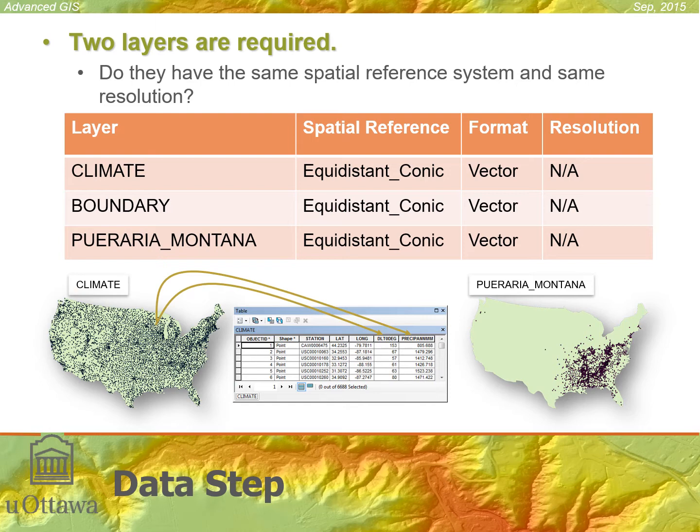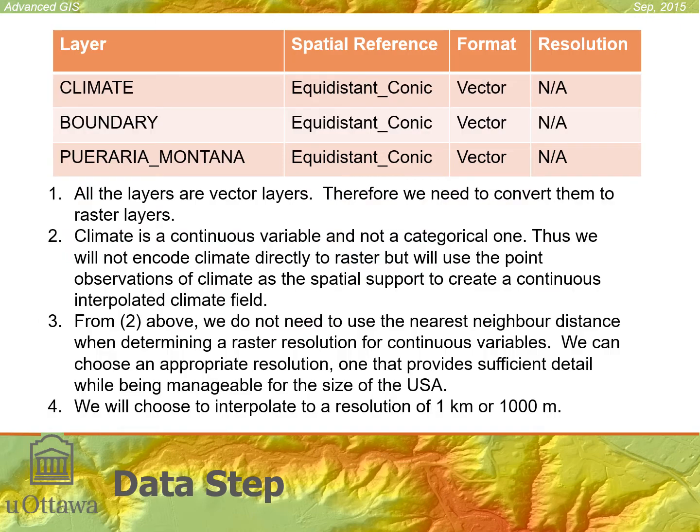We'll see that we're going to interpolate climate to create a continuous surface of growing degree days and mean annual precipitation. So climate, because it's a continuous variable, and it's measured at discrete locations in space, we can interpolate that. So these points of climate become what's called a support or spatial support for a continuous field to be estimated from those climate points because they are frequent and dense. And we'll choose the resolution that we want based on that climate data.